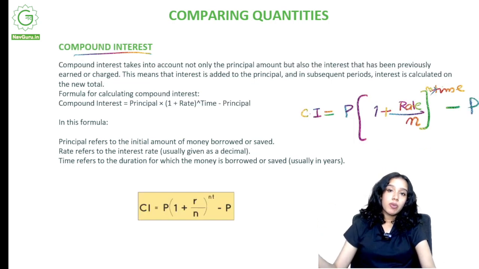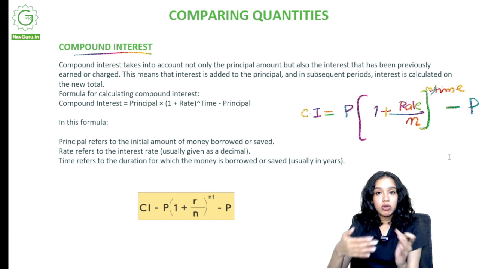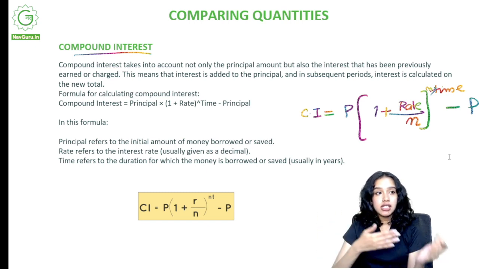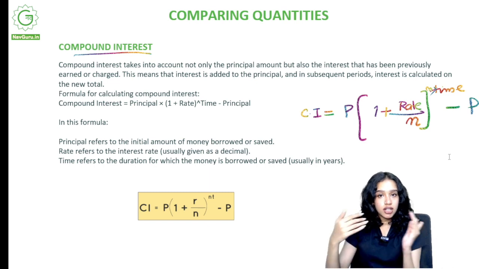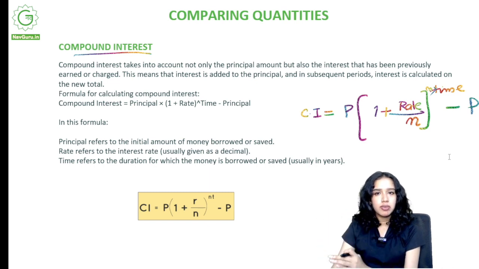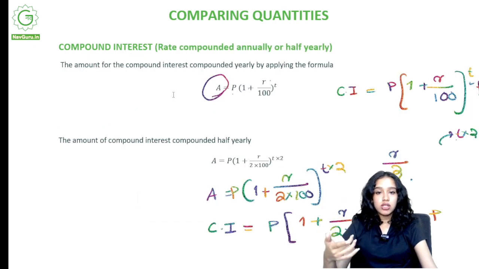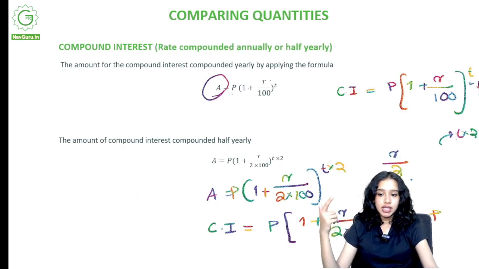And we talked about compound interest, where the principal amount is compounded, which means that the interest is added to the principal amount according to a period of time, be it yearly once or yearly twice. And we talked about the two situations, which are yearly once and yearly twice. And this is about the chapter comparing quantities.